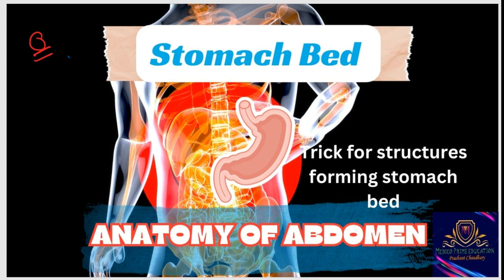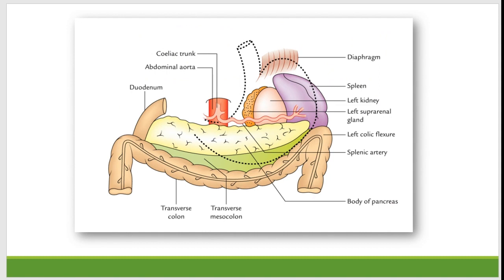So basically, what are the structures related to the posterior surface of the stomach bed? I am showing the picture. These are the structures forming the posterior surface of the stomach bed. So this is the stomach, and I am highlighting the part of the stomach. Which part of the abdominal viscera does the highlighted part cover? Please fix this image in your mind so that you can easily memorize the content present in the posterior relations.